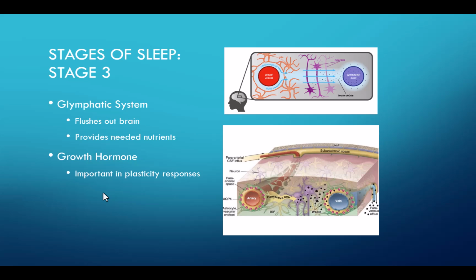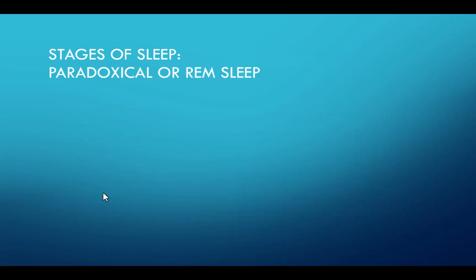So those are the 3 stages of non-REM sleep. Now we're going to talk about REM sleep. It's also known as paradoxical sleep. In REM sleep, REM stands for rapid eye movement sleep.